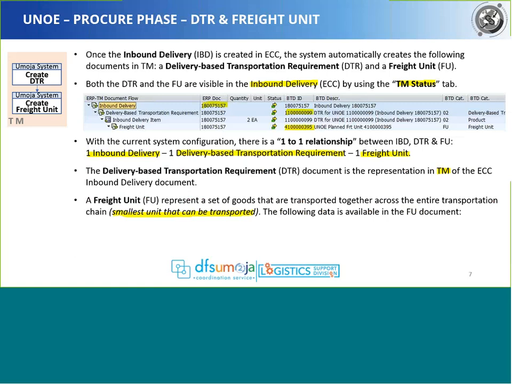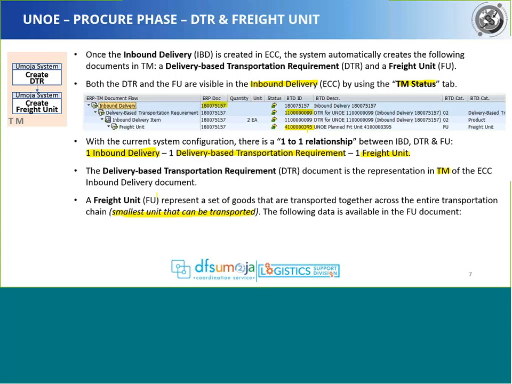Okay. And as we were saying, each inbound delivery will create one DTR and one freight unit. You already know that in a PO, freight units will be created based on the different delivery dates and Incoterm. So the same PO can have several inbound deliveries based on the different delivery dates and Incoterms. So for each inbound delivery, the system will automatically create one DTR and one related freight unit.